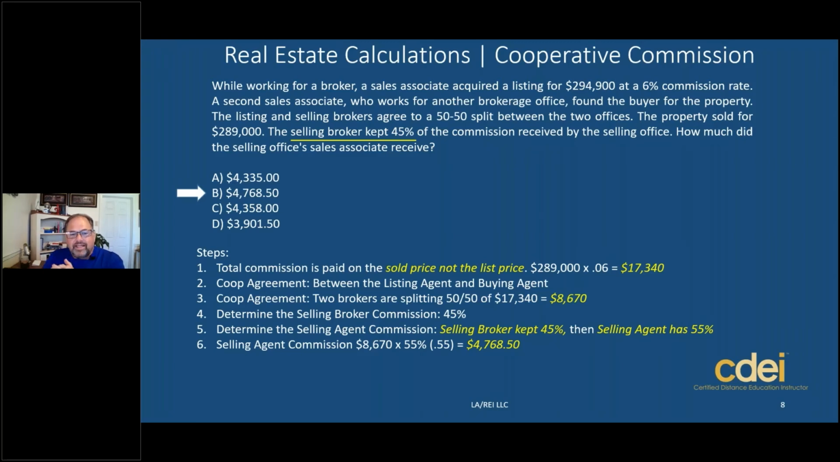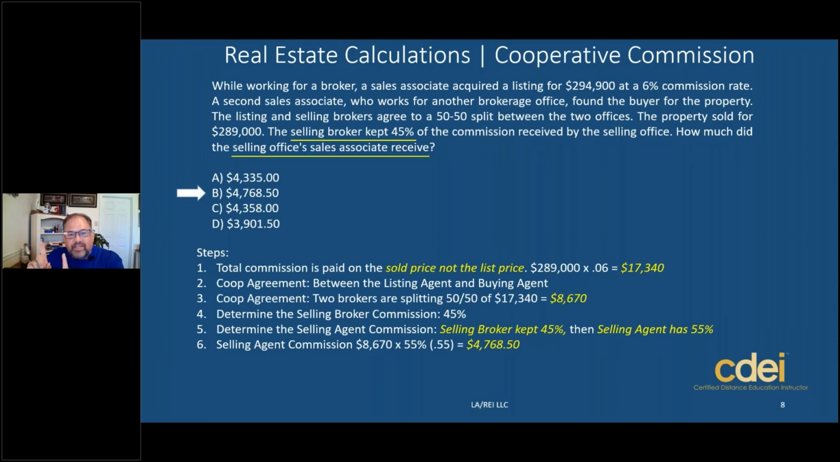9 times out of 10, students stop right there, because then the question says, how much did the selling office sales associate receive? So that's the second part of the question that you have to comprehend. This is what they're asking. They're asking for the sales associate's commission. Well, if the selling broker kept 45%, then that means the selling agent got 55%.